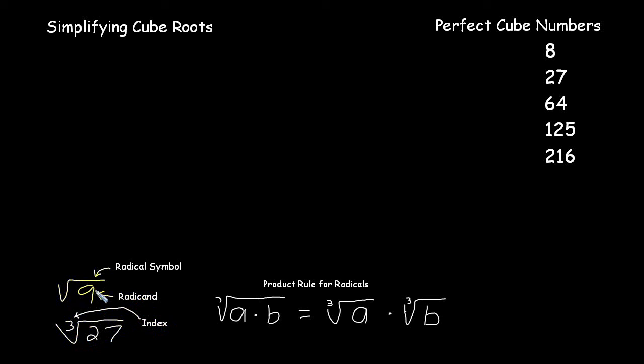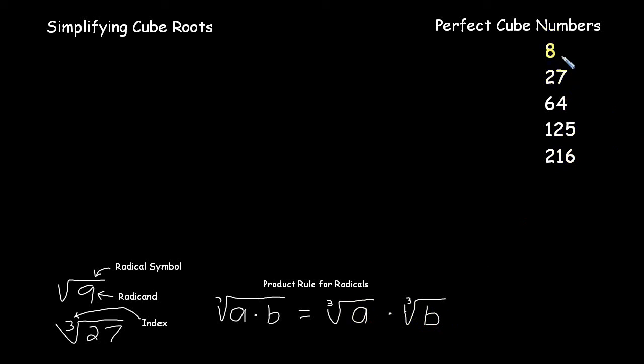Square root of 9 is asking you what number times itself gives you 9. Cube root of 27: what number do you multiply 3 times itself to get 27? When we're simplifying cube roots, we're going to need to use the product rule for radicals, which applies to cube roots, which says the cube root of a times b equals the cube root of a times the cube root of b. And for simplifying cube roots, you'll find it handy to have a list of perfect cubes available.